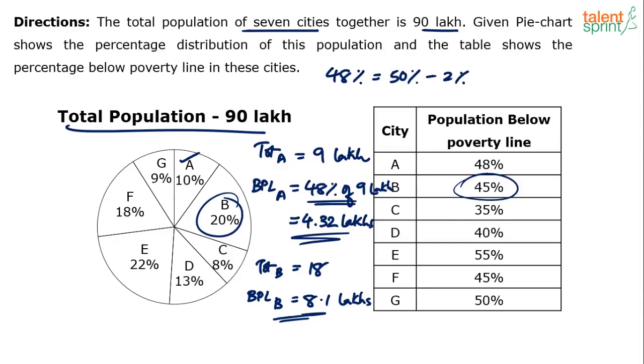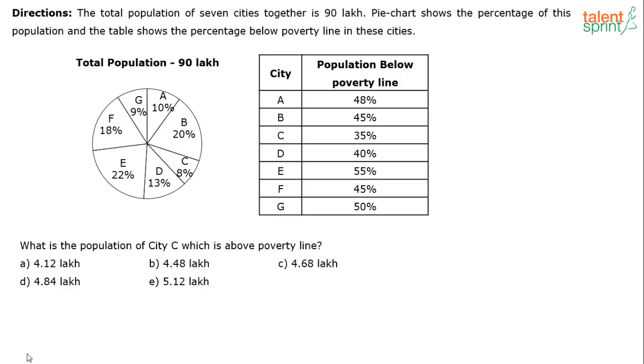Anyway, the data is very simple. Let's look at the questions. The first one is on your screens here. What is the population of city C which is above poverty line? It's a piece of cake. If below poverty line is 35%, above poverty line will be the remaining 65%. So the answer should be 65% of what? Of the total population of city C, which is 8% of 9 lakhs.